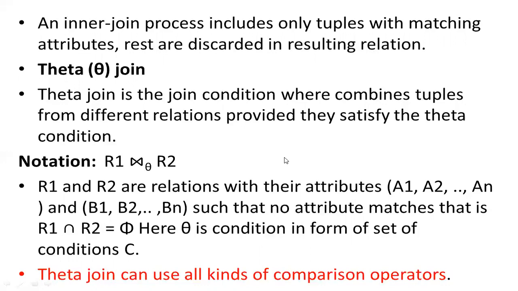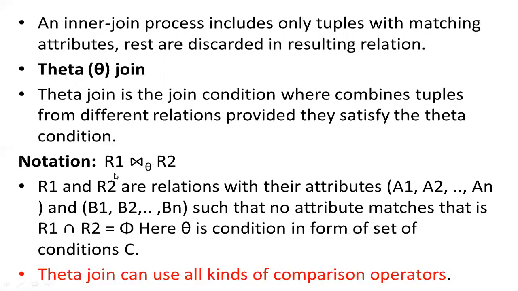Okay, so we have the theta join. So theta is a condition, right? So you can give any condition there. That's why we call it a theta join, right? So here we combine tuples from different relations, provided they satisfy the theta condition, right? Any condition you can give. So the notation is R1, and this is the symbol we use for join, then theta, R2, right?